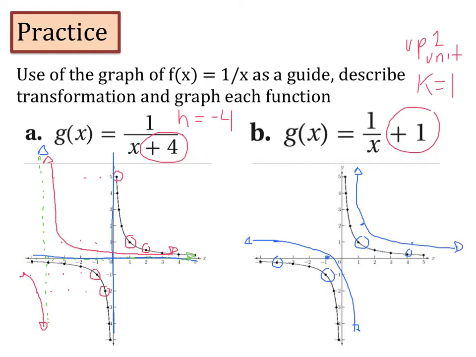The biggest part here is to be able to identify what the changes in the functions are. And remember, these original black lines that I showed you are f of x equals 1 over x. These here are just changes to that.